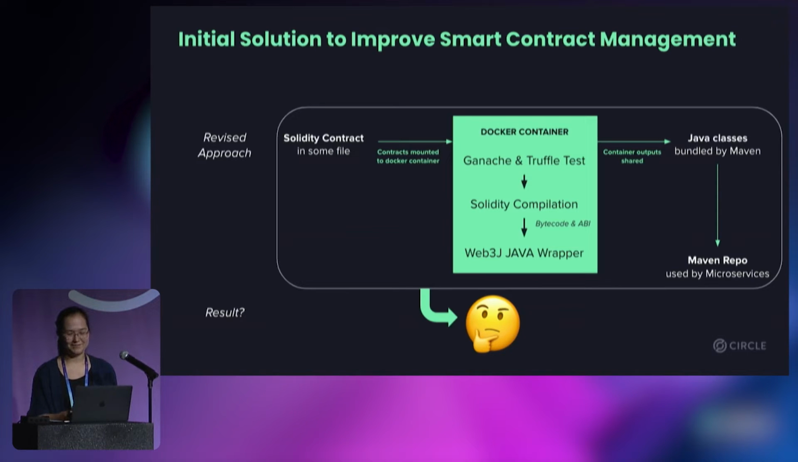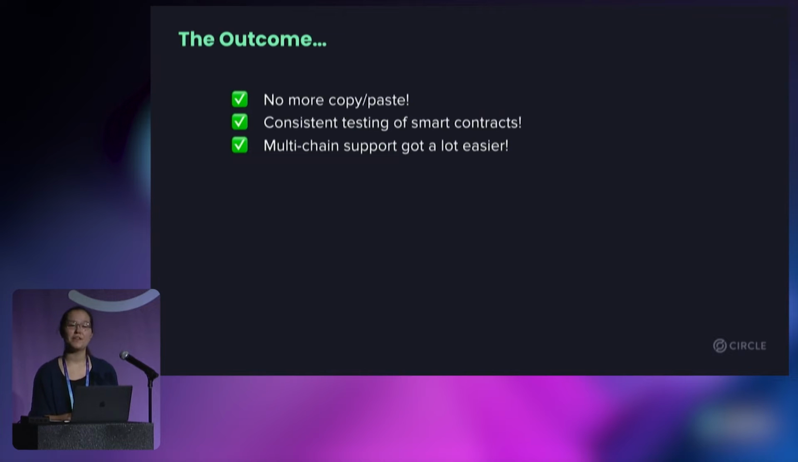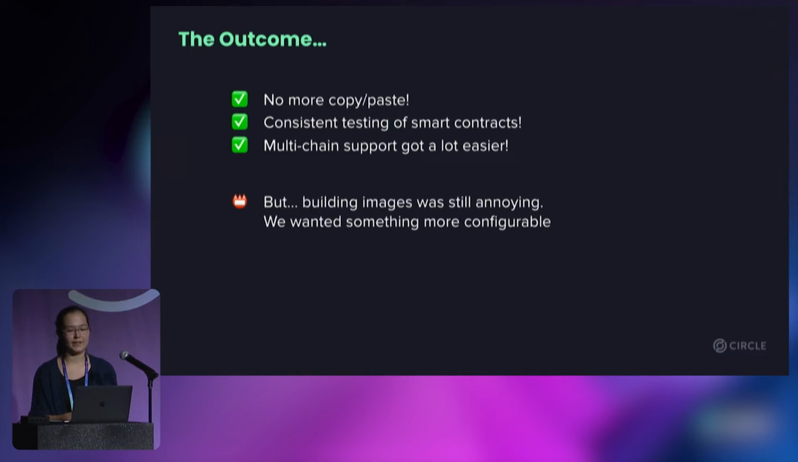And the result? This did have a lot of really good benefits for the team. It totally removed the need for copying and pasting, saving time, and reducing opportunities for errors. It also allowed us to be consistent in testing our smart contracts, both with tools like Truffle and with static and dynamic analysis tools. And it made our multi-chain efforts a lot easier and smoother. And these are all really good things.